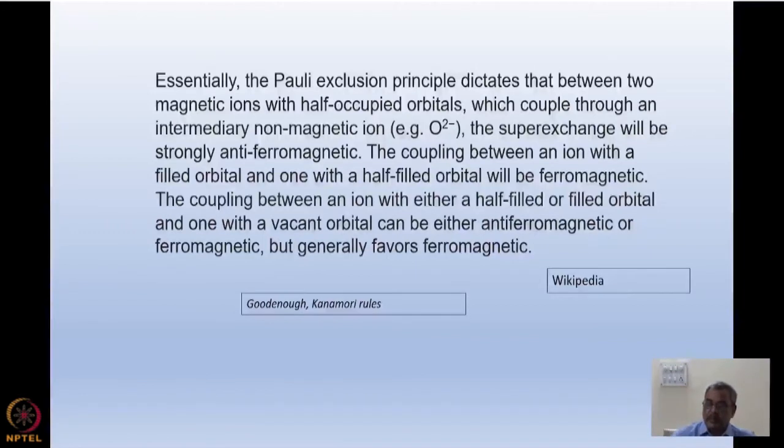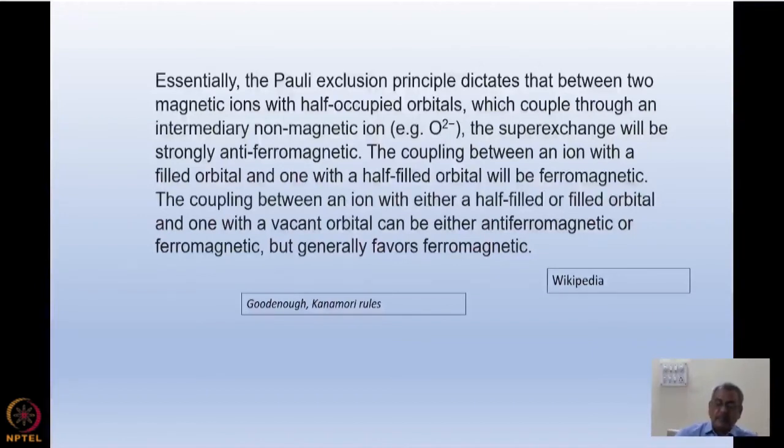But there are rules regarding others. The coupling between an ion with a filled orbital and one with a half-filled orbital will be ferromagnetic. The coupling between an ion with either a half-filled or filled orbital and one with a vacant orbital can be either ferromagnetic or antiferromagnetic, but generally favors ferromagnetism. These are known as the Goodenough-Kanamori rules.